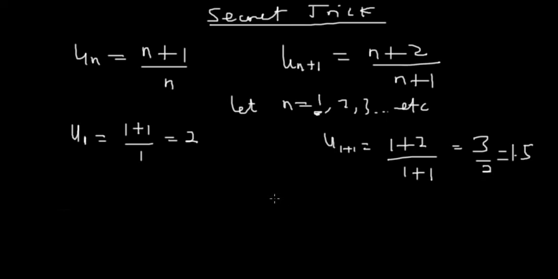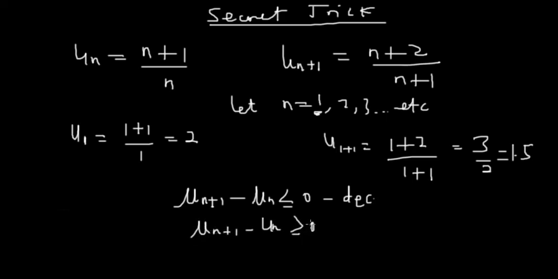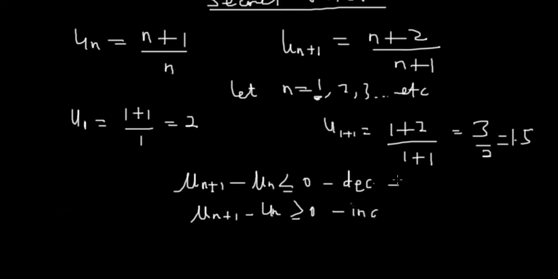So here we could notice that in the initial stages I stated that Un plus 1 minus Un has to be less than or equal to 0 to give us a decreasing sequence. And then you have Un plus 1 minus Un to be greater than 0 to give us an increasing monotonic sequence. So from here you can notice that this is the same as this, and then this is also the same as this.